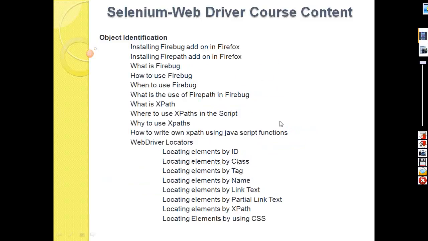Next, a very important topic: object identification. Among automation test engineers, most people face challenges here. Identifying the object is a very challenging point for an automation test engineer. That topic we need to discuss in different ways. Like we can go for XPath, ID, class name, tag name, name, link text. There are so many locators we can use, and we can go in different ways.